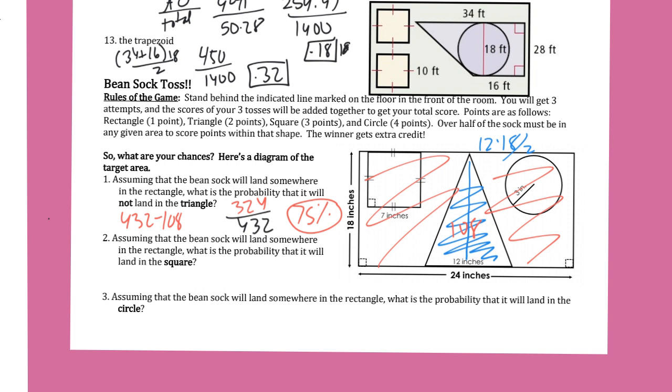Okay, the next one says, what's the probability that you'll land in the square? Well, the area of the square is 49. Okay, base times height, 7 by 7. This is the square. Out of the total, which is 432. Divide those again. 49 divided by 432, and you get 11% chance. Not a great shot, but that's a smaller spot to land in.